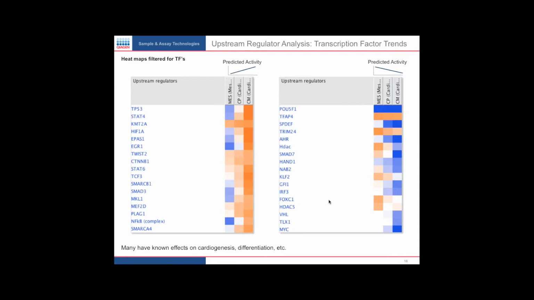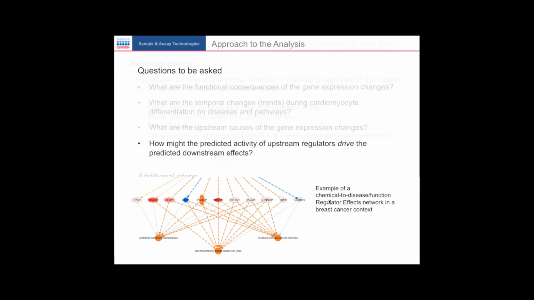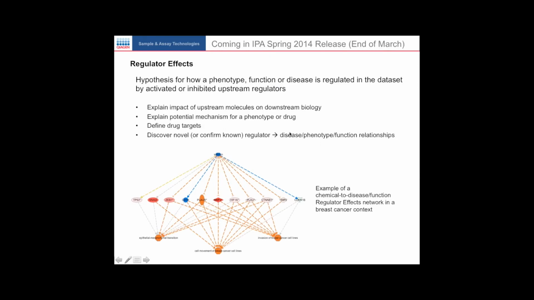But to even go deeper, what is the biology? What is going on here? This is where this new tool that came out this weekend is really powerful. So how might those upstream regulators drive the downstream effects? So the way this tool works, the reason for the tool is it explains how a phenotype or function or disease can be regulated in the data set by upstream molecules. So it can be a great tool to find drug targets, or explain mechanisms, or discover unknown new regulated disease connections that might not be known yet.